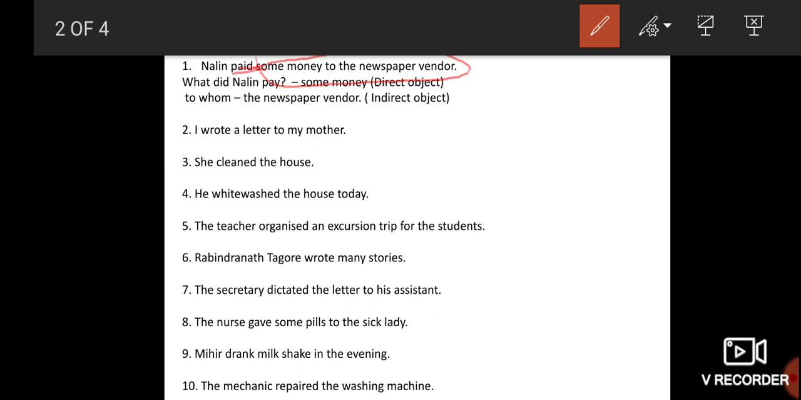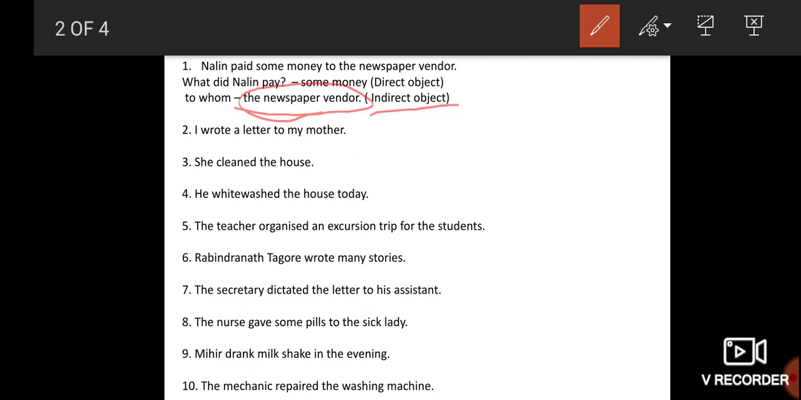Some money and the newspaper vendor are the objects, and I told you before what is direct object and what is indirect object. I explained here also again. See carefully. What did Nalin pay? Whenever you put the question what and the answer comes, some money. So what का जो answer आएगा, this is direct object. And to whom? किसको पे किया? The newspaper vendor. तो this is indirect object. Is it clear, all of you?